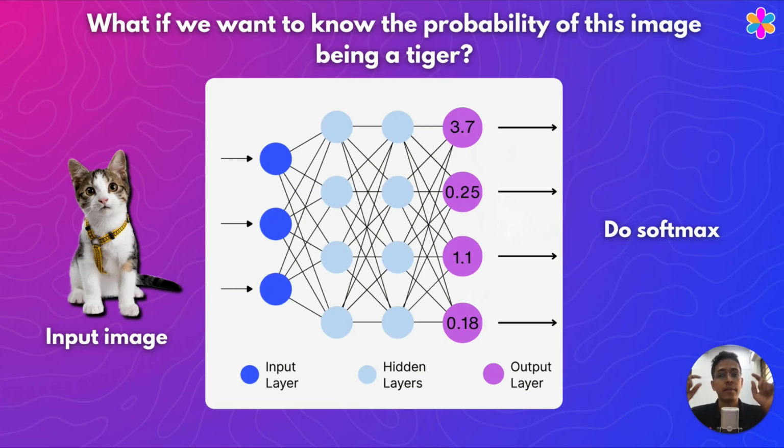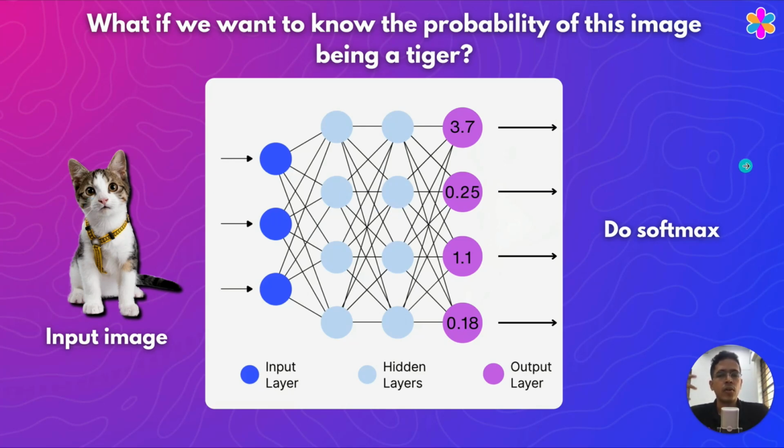So what if we want to know the probability of this image being a tiger, or even the probability of this image being that of a cat? We want some number saying for 75% probability this is a cat, with 12% probability this is a tiger. Although we know as humans, we know this is 100% a cat.